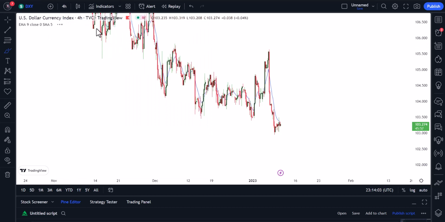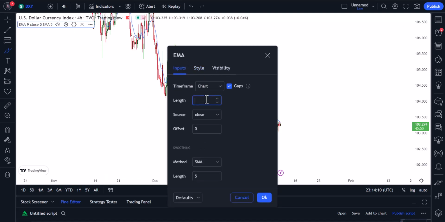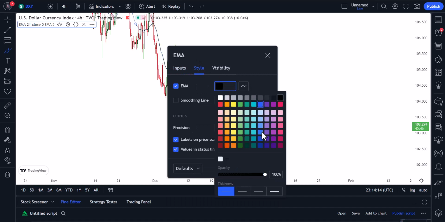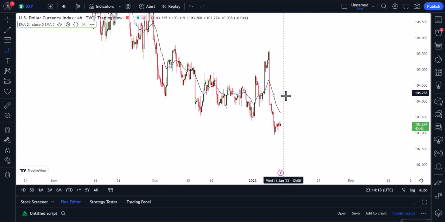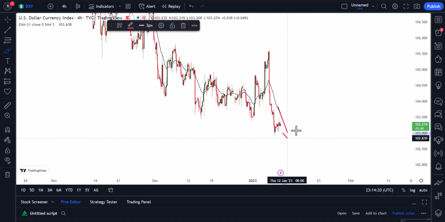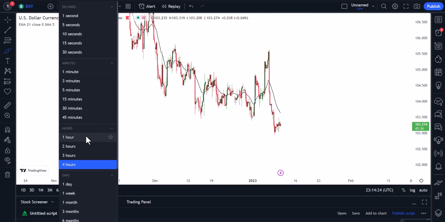Let's check out the moving averages as well. Let me put in the 21. So it's still bearish, and it's expected that it is going to fall down.